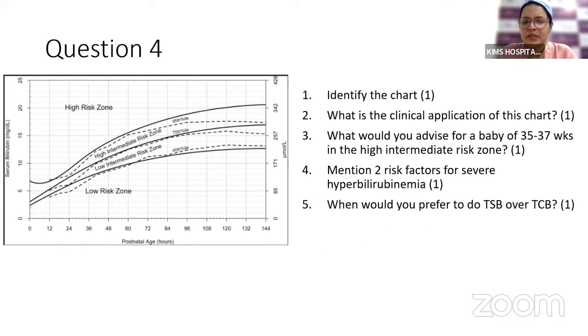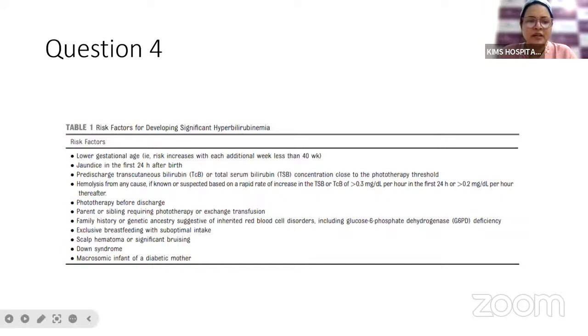Now, there are multiple risk factors for severe hyperbilirubinemia per se, and these are some of these risk factors. So, lower the gestational age, especially gestational age less than 35 weeks, developing jaundice in the first 24 hours, pre-discharge transcutaneous bilirubin or total serum bilirubin which is close to the phototherapy threshold, or you may say TCB or TSB levels which are in the high risk zone in the Bhutani nomogram, presence of hemolysis from any cause, which is well established or which may be suspected based on a rapid rise of serum bilirubin. Rapid rise is defined as more than 0.3 milligram per deciliter per hour in the first 24 hours or more than 0.2 milligram per deciliter per hour thereafter.